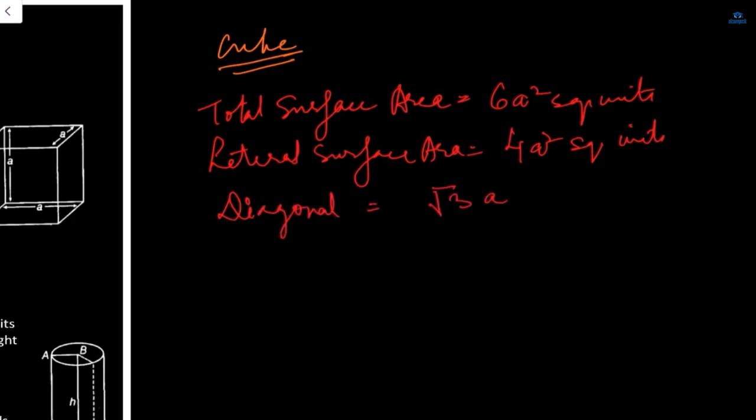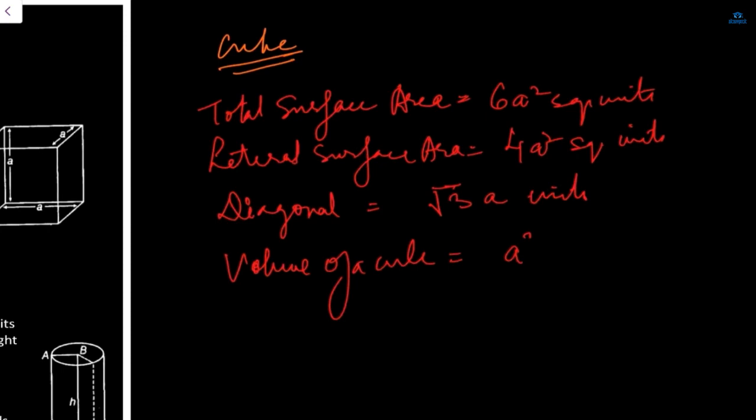Diagonal. Ma'am, diagonal, I don't know. Root 3 A. For cuboid you see root of L square plus B square plus H square is there. So if you do A square plus A square plus A square, it will be 3A square. A you can take out and 3 will be in the root. So root 3 A unit. Okay. And volume of a cube will be A cube.